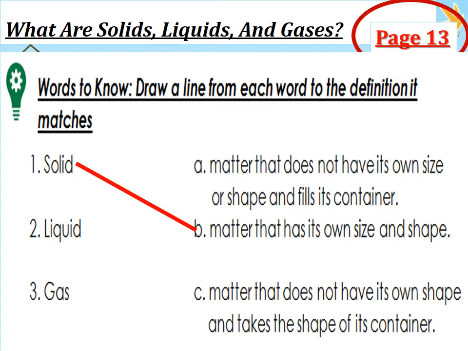Is it A, a matter that does not have its own size or shape and fills its container? Or letter C, matter that does not have its own shape and takes the shape of its container? Is it A or C? What is your answer? Draw a line now. Great! It's letter C. How about gas? Of course, it's letter A. Matter that does not have its own size or shape and fills its container. Very good.